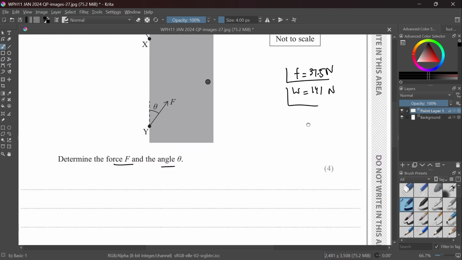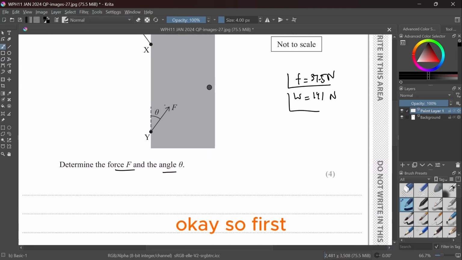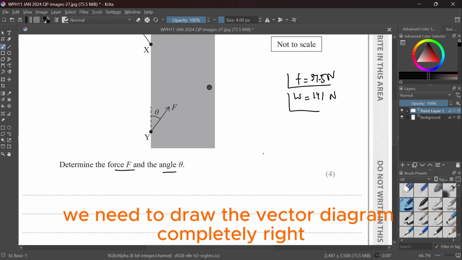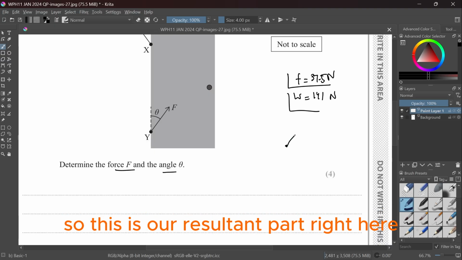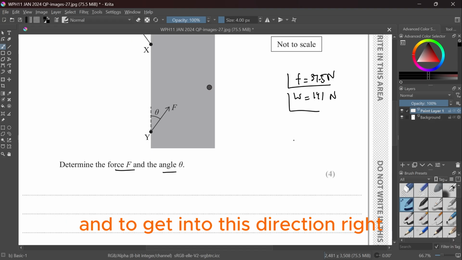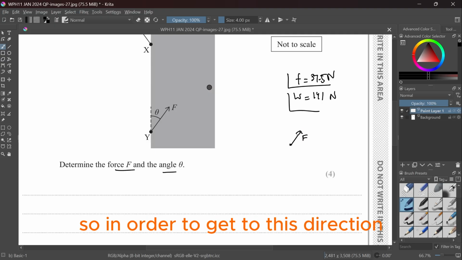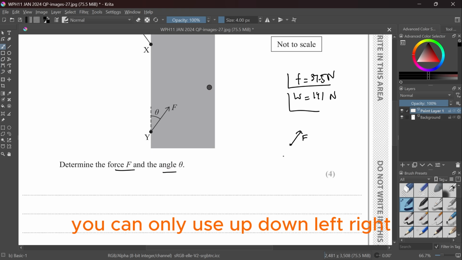Okay, so first, as we have a lot of work to do in this part, we need to draw the vector diagram completely, right? So this is our resultant part right here. And to get into this direction, right? This is the force direction, the resultant force. So in order to get to this direction, you can only use up, down, left, right.